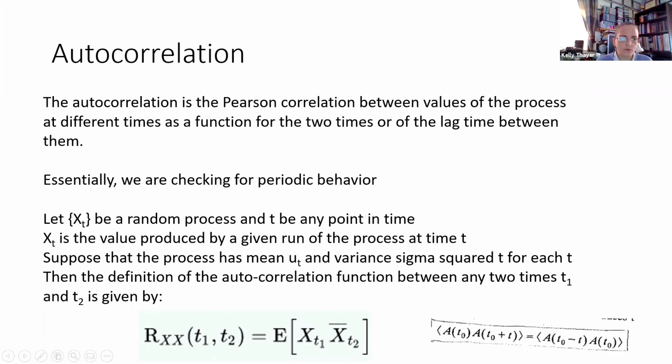So let us allow the set X of t to be a random process and t be any point in time. X sub t is the value produced by a given run of the process at time t, and by that we mean calculation of the autocorrelation. So suppose that the process has a mean mu sub t and a variance sigma squared for each t. Then we can use the definition of the autocorrelation function between any two times t1 and t2, and this is given by this equation here. This is the more general solution, and this X bar is actually representing the complex conjugate.